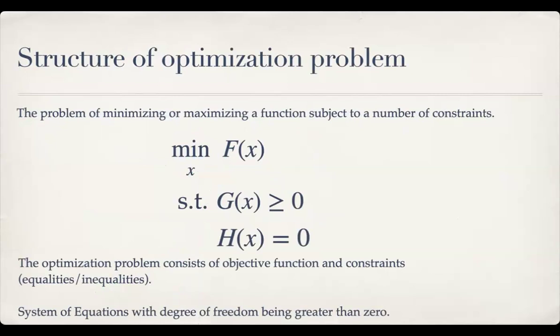Okay. Why? Because if the number of decision variables here is equal to the number of equalities, we have 0 degrees of freedom. Okay. So this problem becomes a system of equations, right? So you don't have to solve an optimization problem. You solve algebraic equations. Okay.